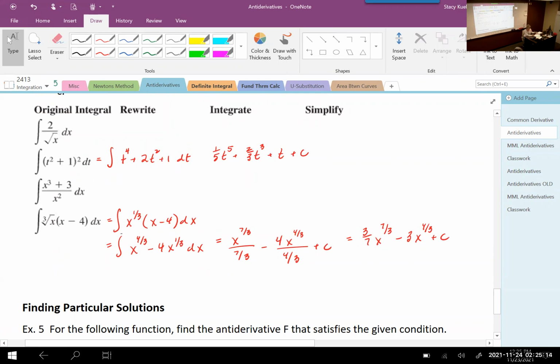Let's back up. I'm going to do the next one too. I have some other ones I want y'all to practice with. Let's look at this one above it. So I have the integral of x cubed plus 3 over x squared. Having seen what we've already done, what do you suppose we would do here?